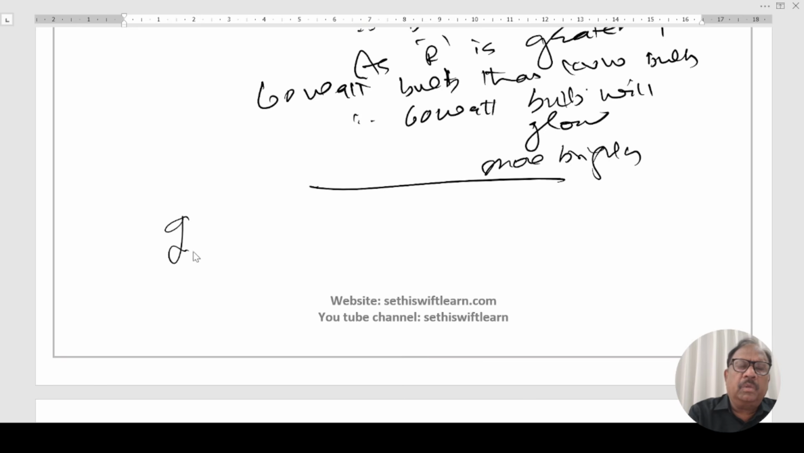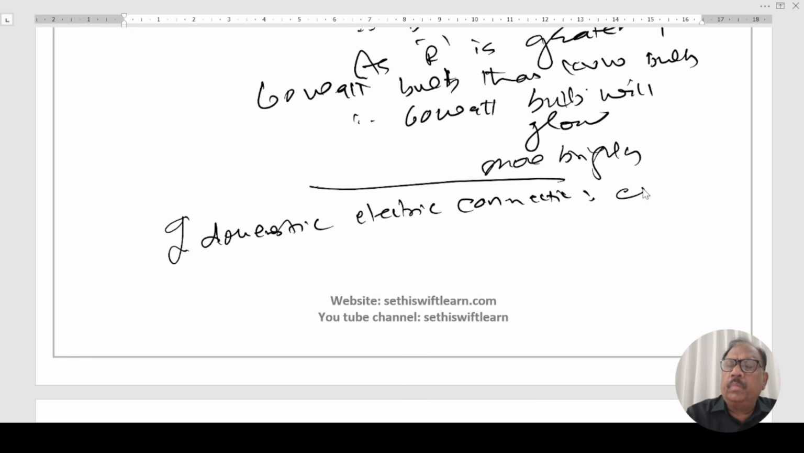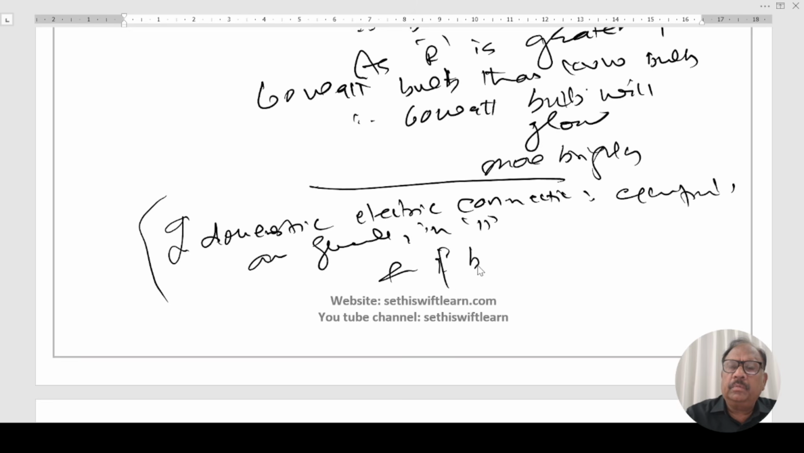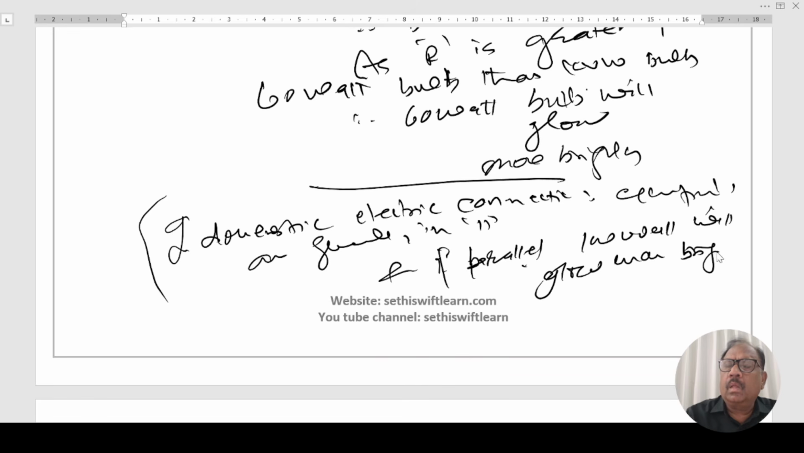Generally, in domestic electric connections, equipments are generally in parallel, and if in parallel, the 100-watt bulb will glow more brightly. Right? Next question.